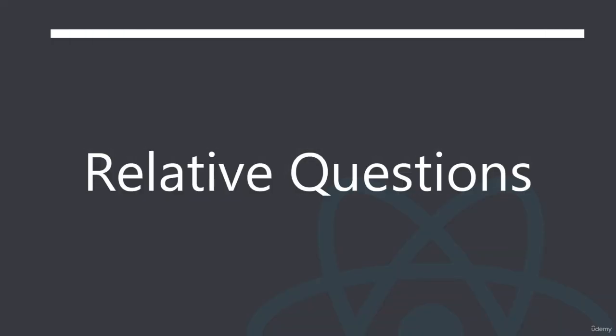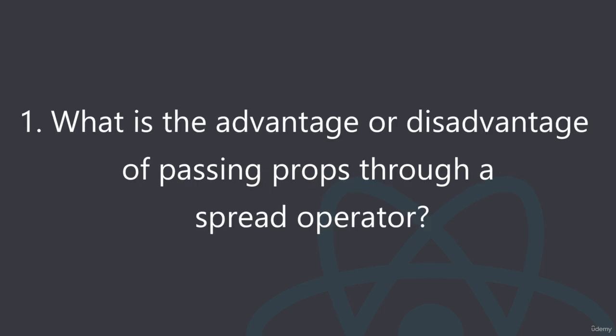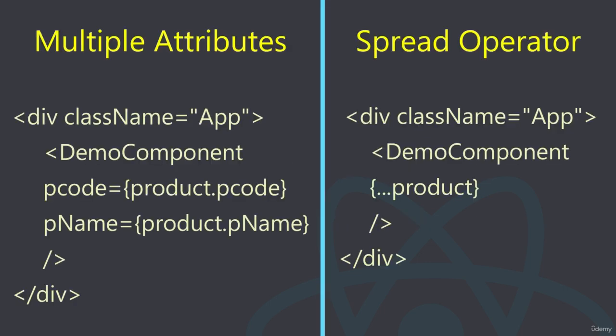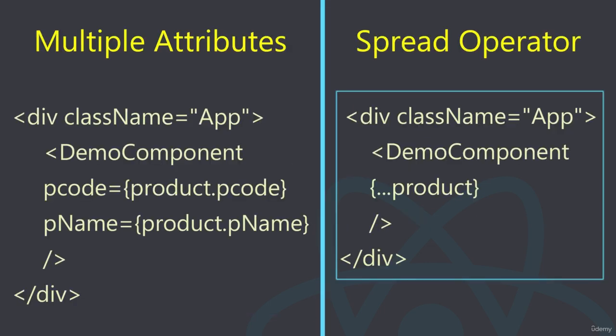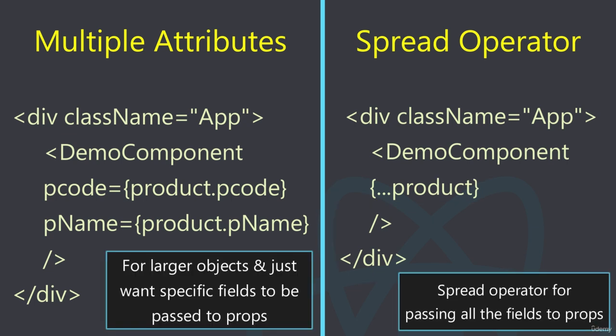The question I can talk about is what is the advantage or disadvantage of passing props through a spread operator? So you see this code we have tried. Now in this case, when you pass product, all the fields are passed. If you have larger objects and just want specific fields to be passed, then it is absolutely unnecessary to use the spread operator, because the entire object with all the fields is passed to props.